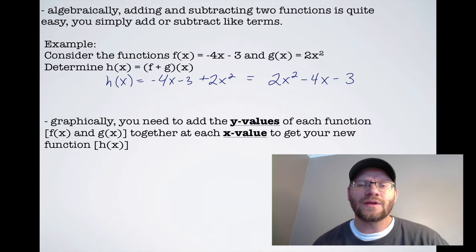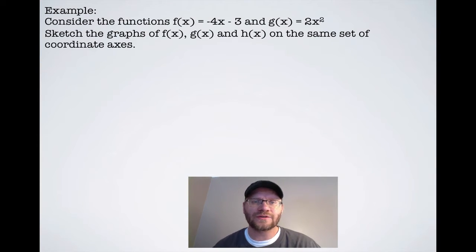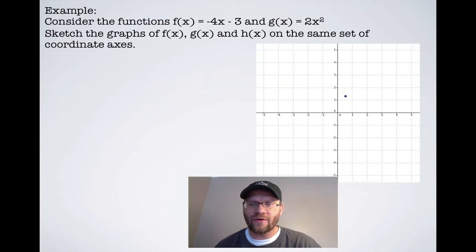Graphically, what you'll need to do is add the y values of each of the functions, f of x and g of x, together at each x value to get your new function, which we're calling h of x. So consider the functions f of x equals negative 4x minus 3, g of x equaling 2x squared. We're going to sketch the graphs of f of x, g of x, and h of x on the same set of coordinate axes. So here's our graph right here.